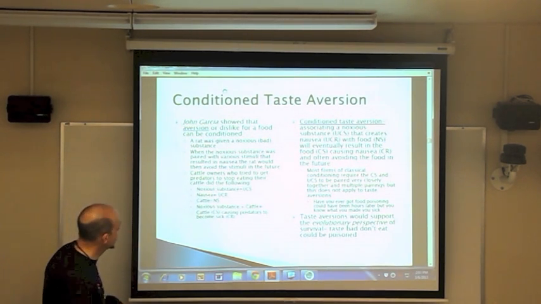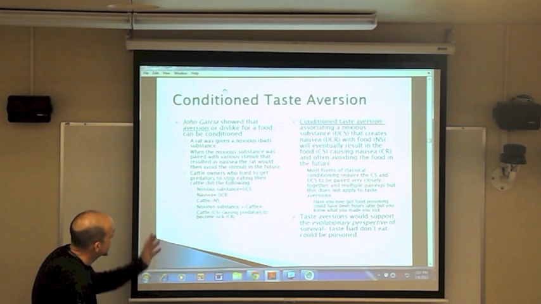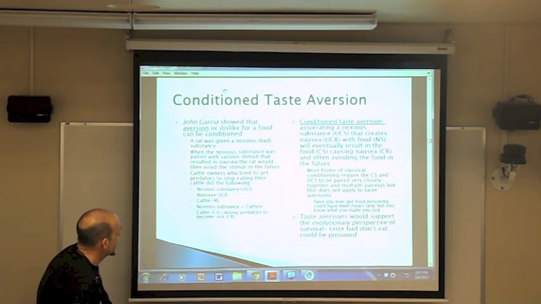So again, a rat was given a noxious substance. When the noxious substance was paired with various stimuli that resulted in nausea, the rat would then avoid the stimuli in the future. Now, cattle owners who tried to get predators to stop eating their cattle did the following. They're going to follow this example.